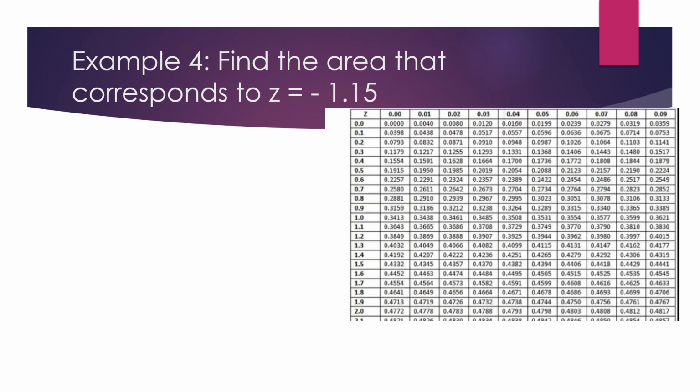When we say area, it doesn't have a negative value. Area is always positive. So for us to find the area of negative 1.15, we have to sketch or find the region of negative 1.15. Since it is negative, it is obviously on the left side of the given normal curve. So that is the given region.